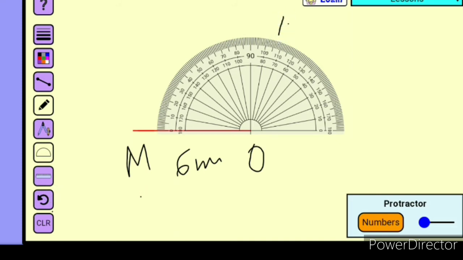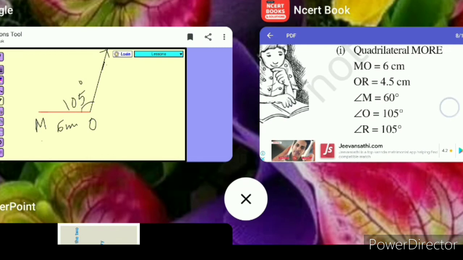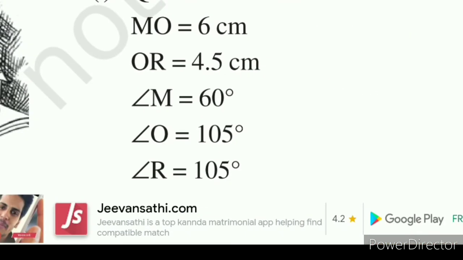Using the scale, mark the point. I can't exactly put the point there, so I just mark it in that way. Like this you draw it. Now this ray and MO make 105 degree. Got it?